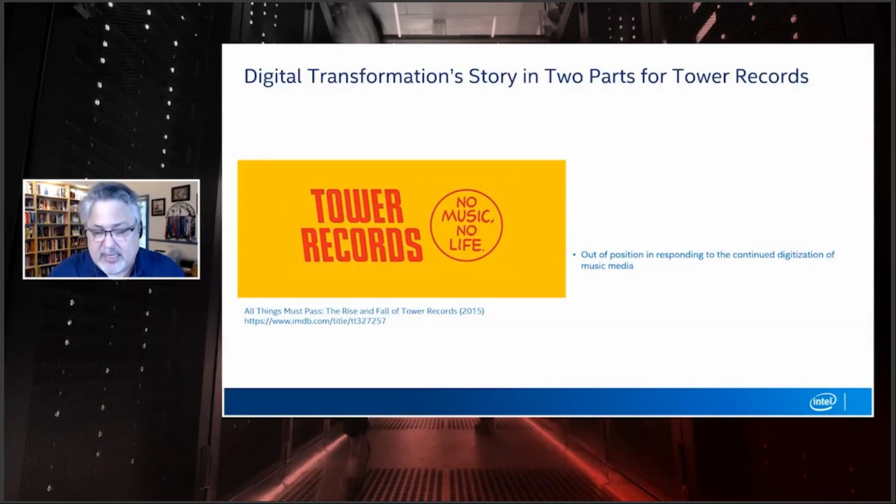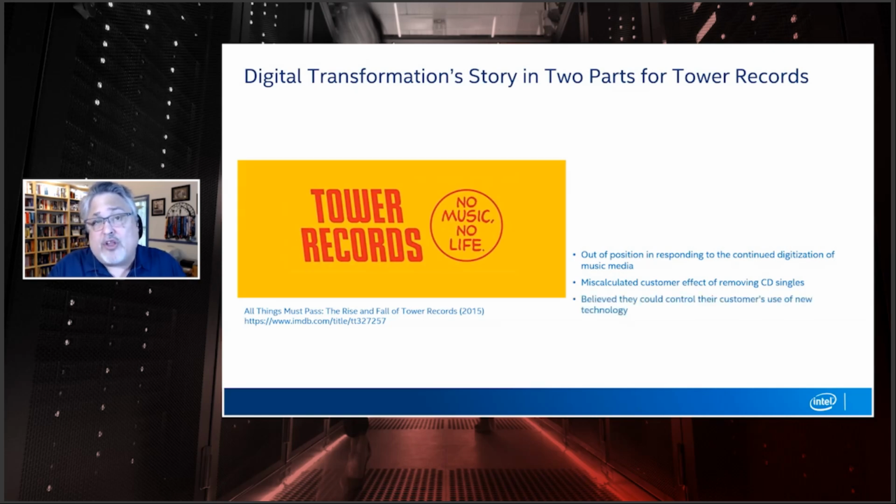However, even at that point, they were out of position to respond to the continued digitization of music media. They miscalculated the customer effect, actually the whole industry did, of removing CD single sales and forcing customers to buy the entire CD. So this was a perfect storm that was brewing that's described very well in the documentary. They believed also that they could control their customers' use of new technology. This is a very important lesson for companies, right? Thinking that you can control your customers' adoption of technology, that it'll happen at your pace, not at the pace that's actually happening in society, was a miscalculation on the part of the Tower folks.